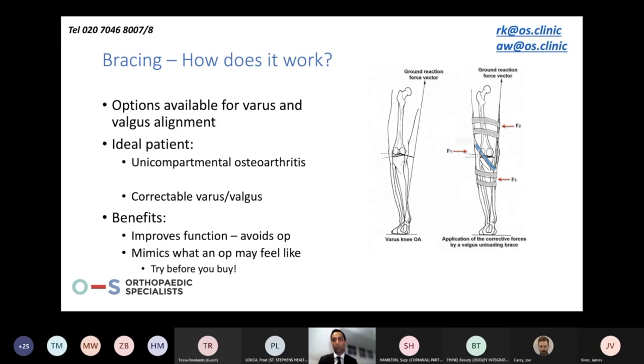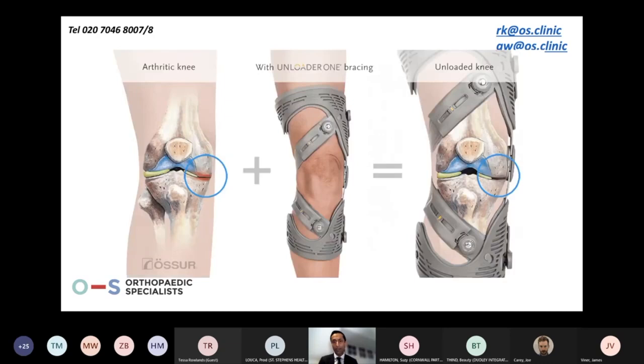This is what they look like. This is one of the brands that we use. It's called an unloader one. This is particularly useful for medial compartment osteoarthritis. You can get the one that offloads the lateral side also, but this is a good starting point.